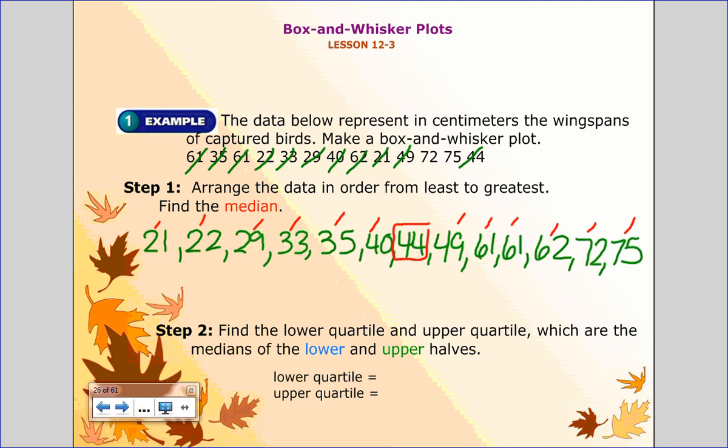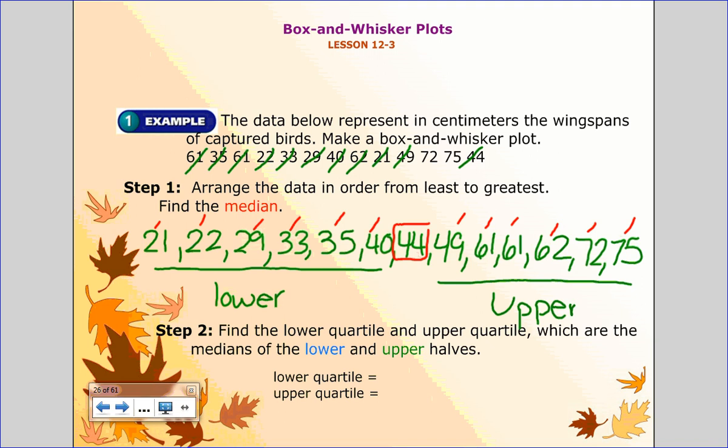Step 2 now is find the lower quartile and the upper quartile, which are the medians of those upper and lower halves. Right here, this is considered the lower part, and on the opposite side is considered the upper. So all we're doing here is, again, finding the median. This time I have 6 numbers on each side, so I have 2 middle numbers. And remember, when we have 2 middle numbers, you find the average of them. So I do 29 plus 33, and I get 62. Divide that by 2, and I find out my lower quartile is at 31.